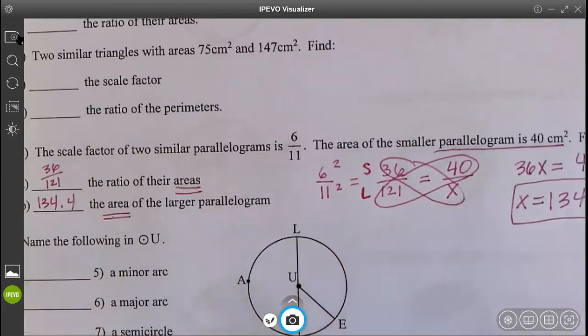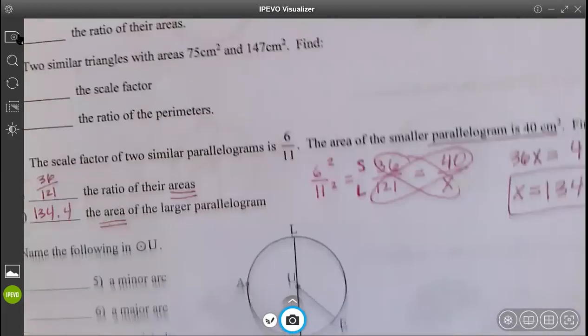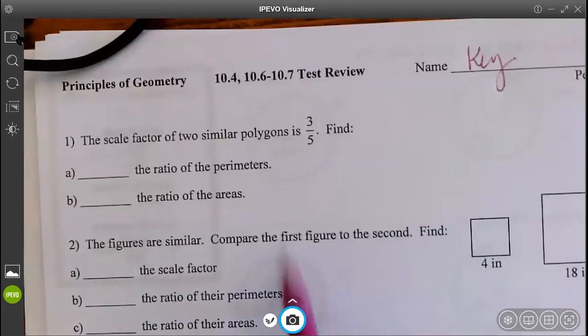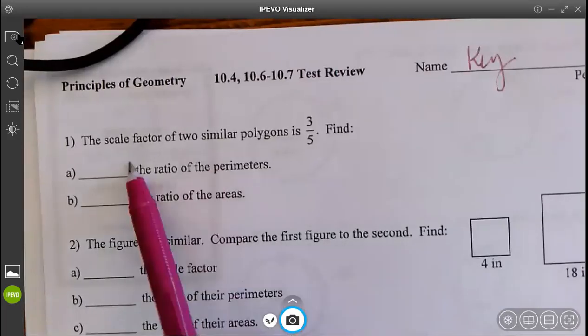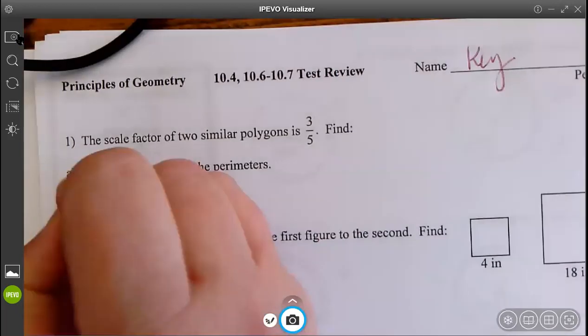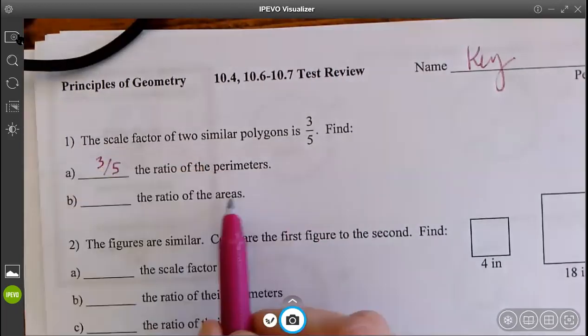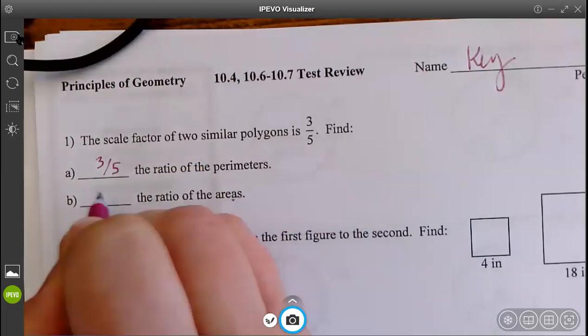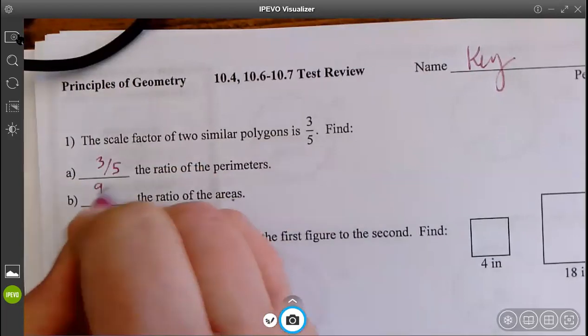Okay, so I'm going to just go through here and you guys can check to see that you did them correctly. So scale factor is 3/5, so perimeter is going to be the same, 3/5. Ratio of areas is going to be that squared, so 9 and 25.